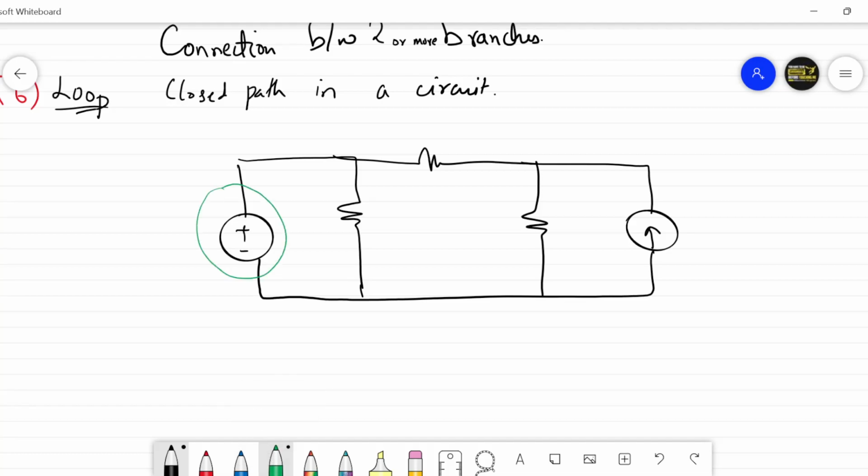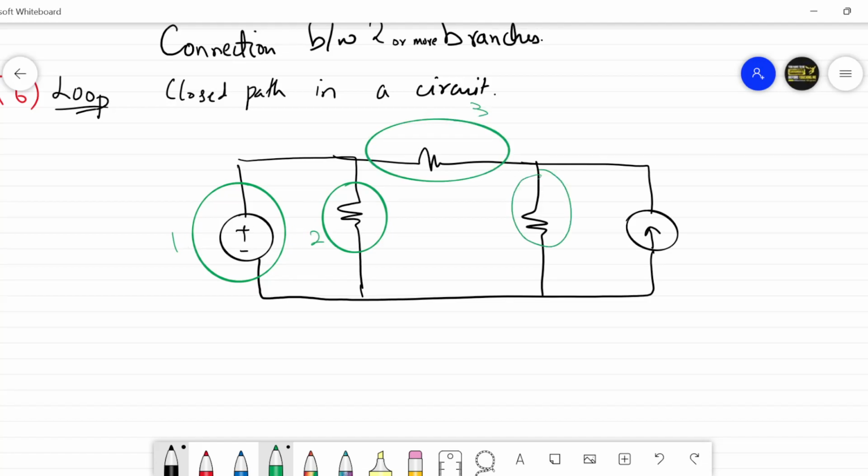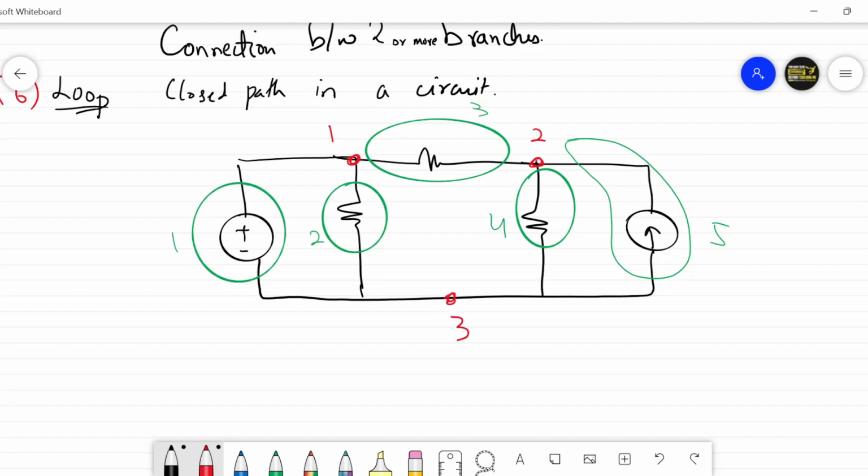Branches are in green. One, two, three, four, five. Fine. Yes, sir. Nodes are in red. One, two, three. Fine. Yes, sir. There is no other node. And you have loops. The smallest loop in a circuit is also known as a mesh. We can identify them as this is one, two, three. Fine.